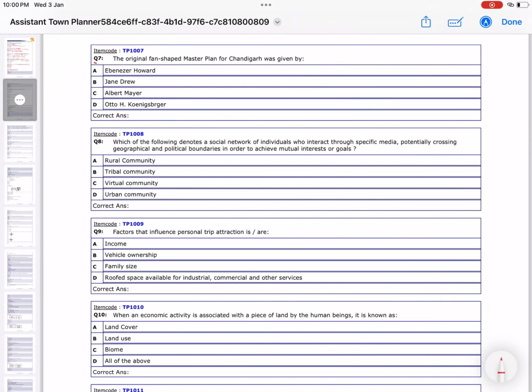Moving on to question number 7. The original fan-shaped master plan for Chandigarh was given by. So the master plan of Chandigarh was allotted to Albert Mayer, and he gave a fan-shaped plan for Chandigarh, whereas later on it was passed to Le Corbusier and he gave the grid iron pattern, and the V7 road hierarchy network. These two are very important. So the answer for this is Albert Mayer, C.